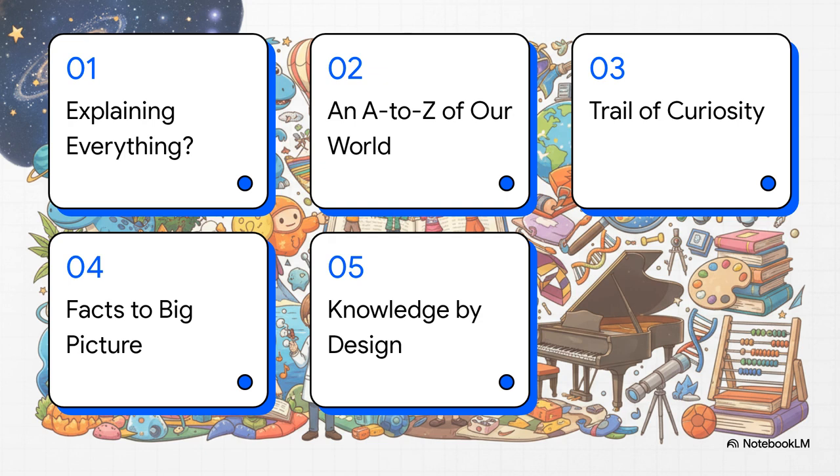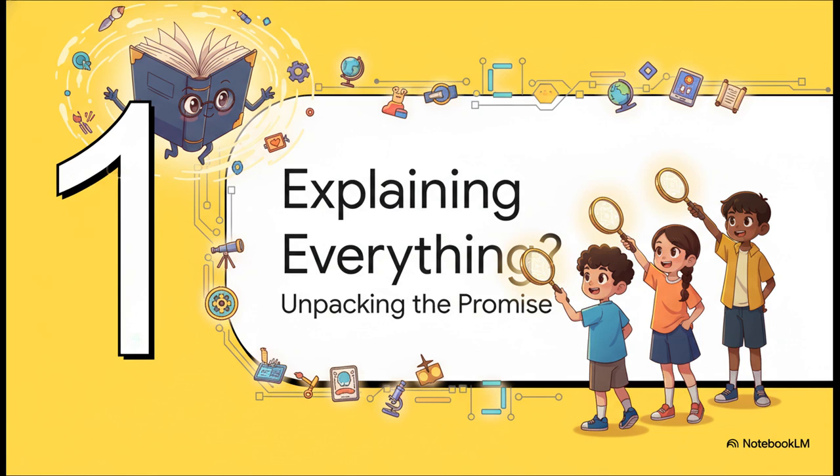Okay, so here's our game plan. First, we're going to tackle that crazy promise of explaining everything. Then, we'll see how it builds its foundation, using a simple A to Z structure. After that, we'll get into the real genius of it, how it creates a trail of curiosity. Then, we'll see how it connects all those little facts to the big picture. And finally, we'll step back and think about what this kind of knowledge by design really means. First up, a book that explains everything? Yeah, let's unpack that promise.